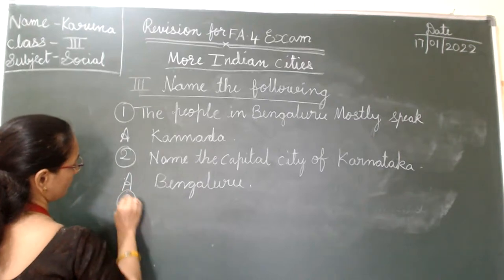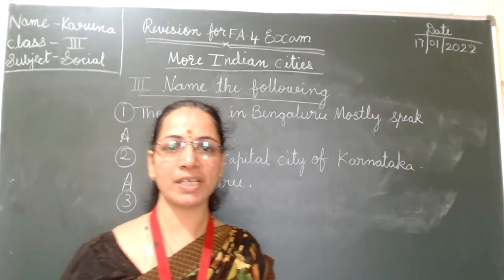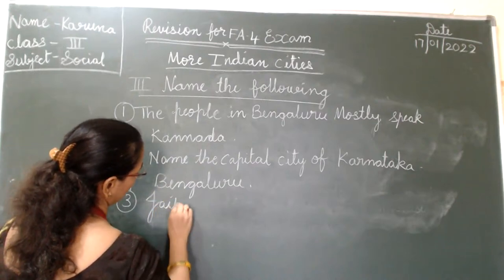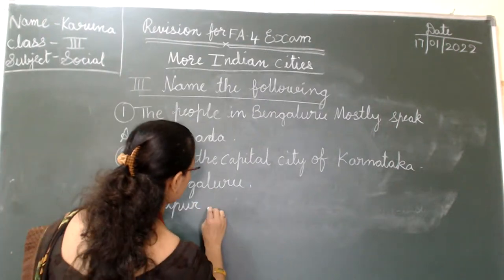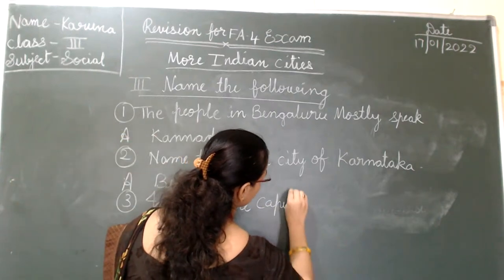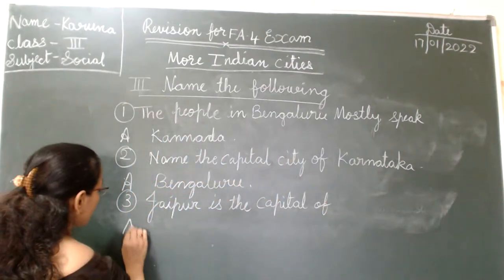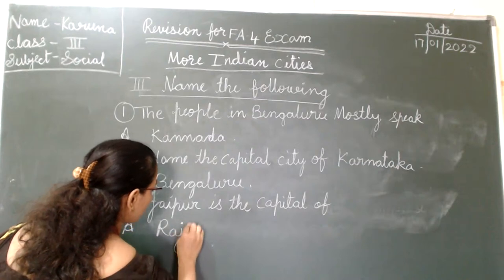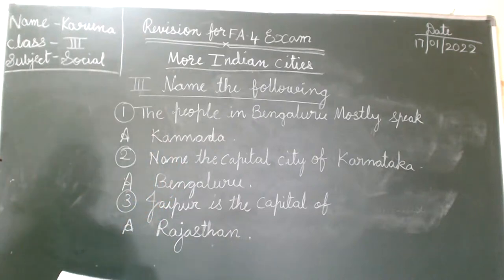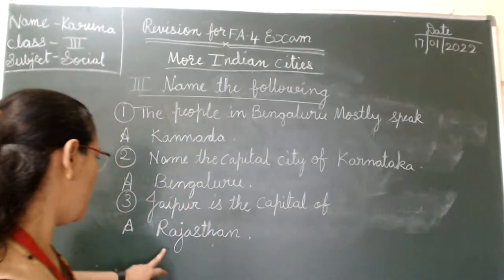Next, third one, Jaipur. Jaipur is the capital of which state? Yes, Rajasthan. Jaipur is the capital of, yes, answer is Rajasthan. Jaipur is the capital of Rajasthan.